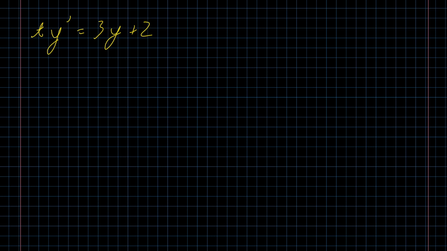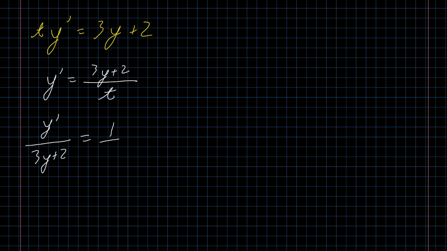But if I divide both sides of the equation by t, I'll get y prime equals 3y plus 2 all over t. And now, I'm going to divide by the entire numerator, 3y plus 2. Y prime over 3y plus 2 equals 1 over t.